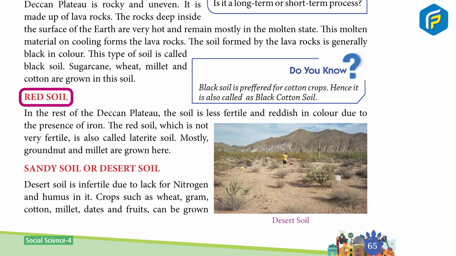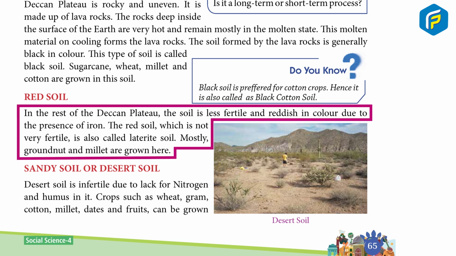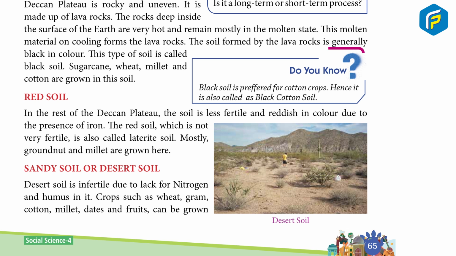Red soil. In the rest of the Deccan Plateau, the soil is less fertile and reddish in color due to the presence of iron. The red soil, which is not very fertile, is called laterite soil. Mostly groundnut and millet are grown here. Do you know? Black soil is preferred for cotton crops, hence it is also called black cotton soil.